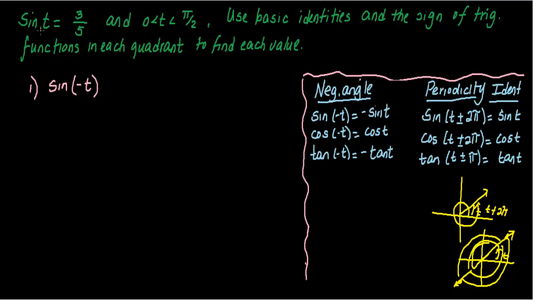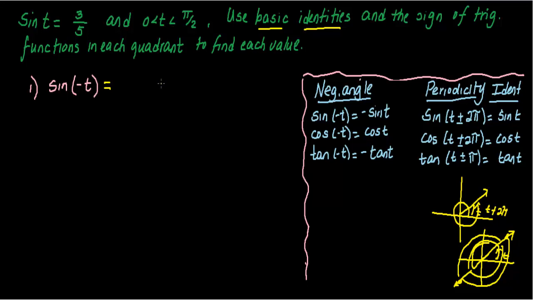Now, the instructions say that sine of t is equal to 3/5, and that this angle is found in the first quadrant. It tells us to use basic identities, but we're really going to use these identities here and the sign of the trig functions in each quadrant to find each value. So the first example is sine of negative t. I have to find how much that is. I know sine of t is equal to 3/5, and the original angle is found in quadrant 1.